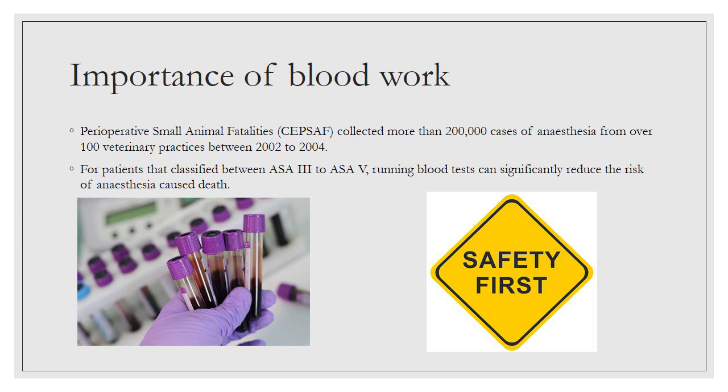Well, there is also research that was done in the UK from 2002 to 2004, where over 200,000 cases of anesthesia were analyzed. The result shows that for patients at ASA 3 to ASA 5 level, running blood tests can significantly reduce the risk of anesthesia-caused death. I think running the blood test itself won't change anything. I think it's just because the test result shows there may be unexpected damage to certain organs, or the animal's body condition may be worse than what we expected. So we try to stabilize the patient before we run general anesthesia on them.